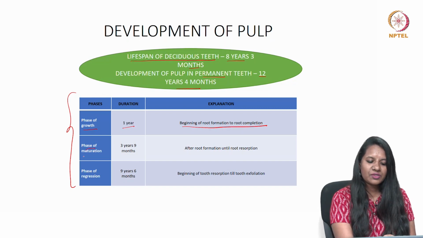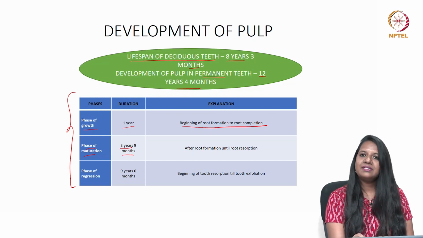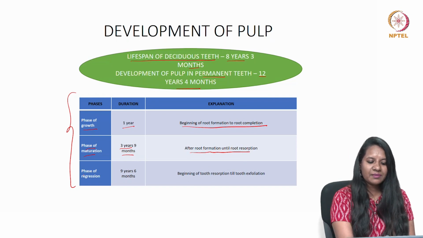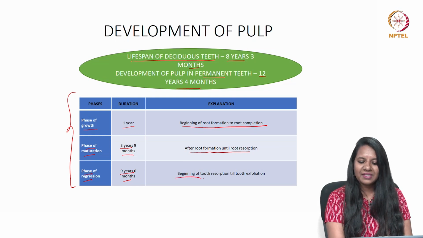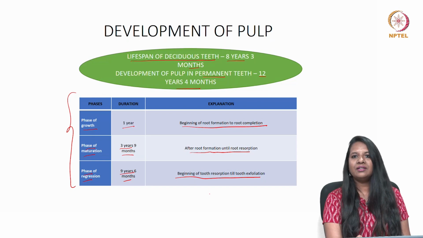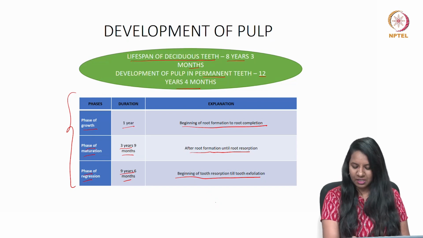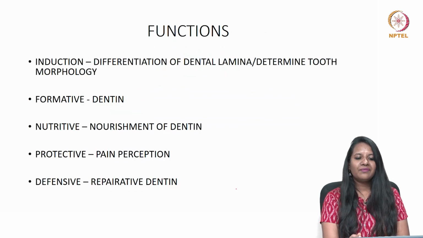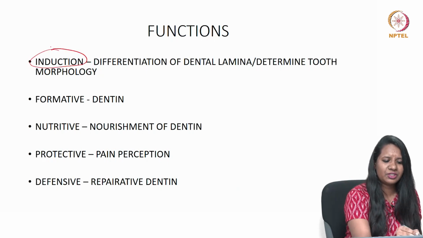Then comes the phase of maturation, which occurs for 3 years and 9 months, and it is after root formation until root resorption. Then comes the phase of regression, which occurs for 9 years and 6 months. This depicts the beginning of tooth resorption till tooth exfoliation, whereas the permanent teeth develop in 12 years and 4 months. So, what are all the functions of pulp? The first most important is induction.